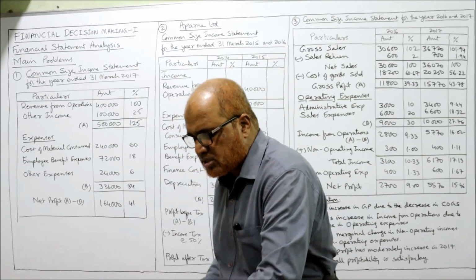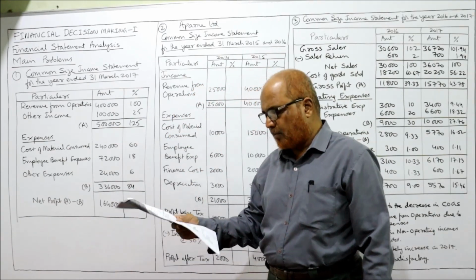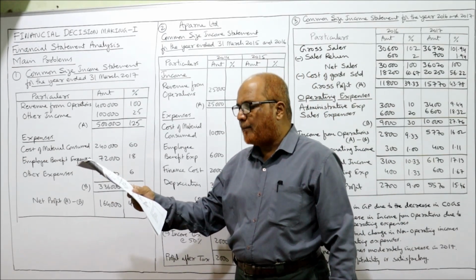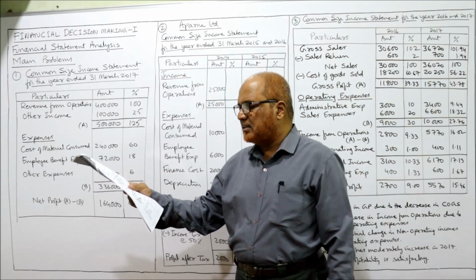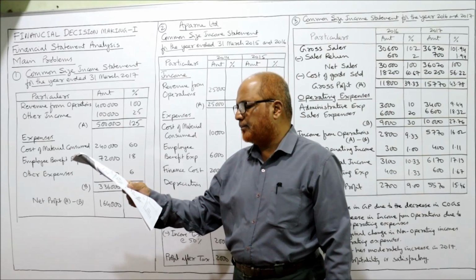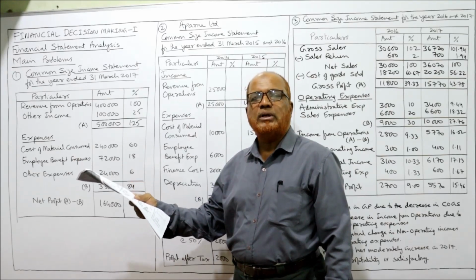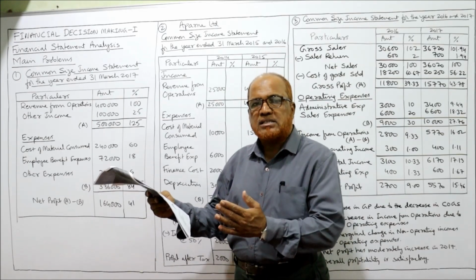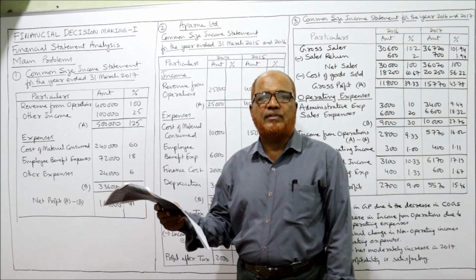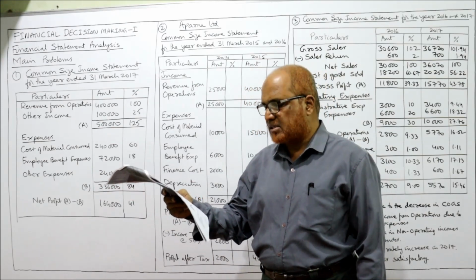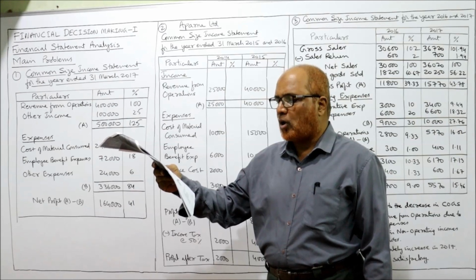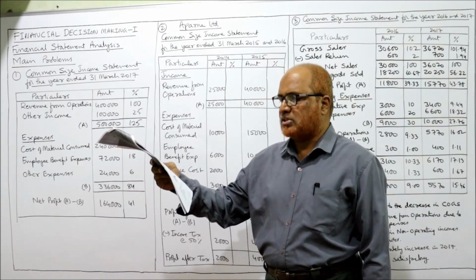Now I am going to start the second main problem. Prepare a common size income statement for the following information pertaining to Aparna Limited for the year ended 31st March 2015. That means we are given two years of data, 2014 and 2015. Last year 2014, current year 2015. Comparative data is given: revenue from operations, cost of material consumed, employee benefit expense, finance cost, depreciation.